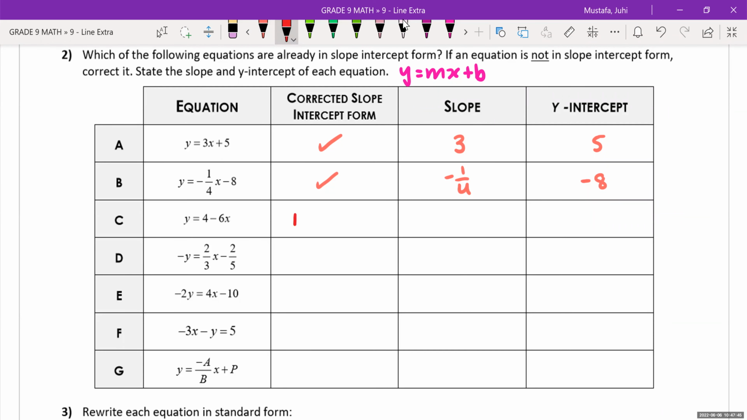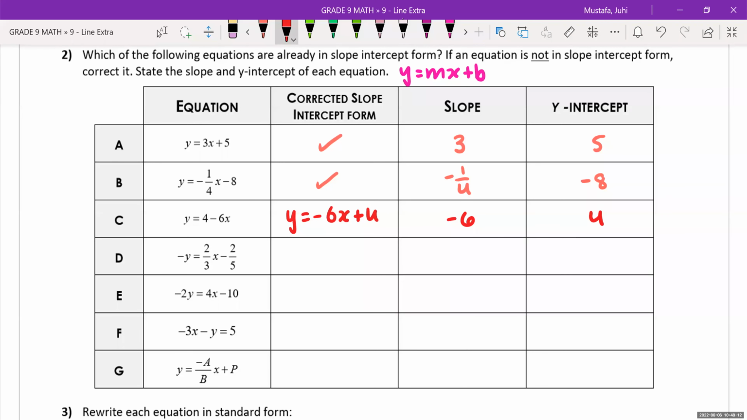How about question C? No, we need to actually change the order. So we should write it as y is equal to -6x plus 4. And now, once we've written it in this form, we can figure out that the slope is -6 and the y-intercept is +4.